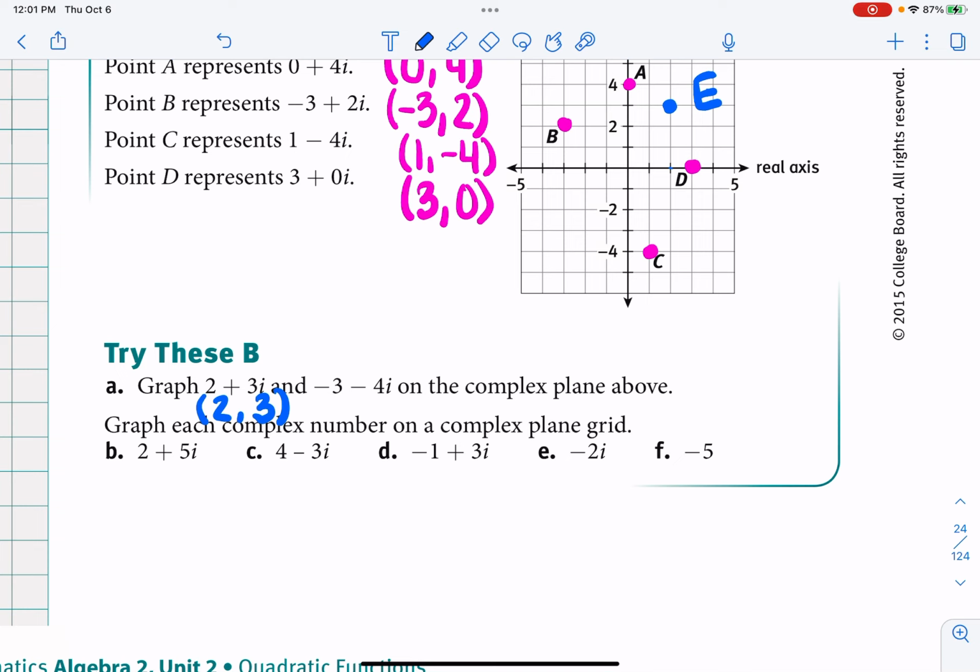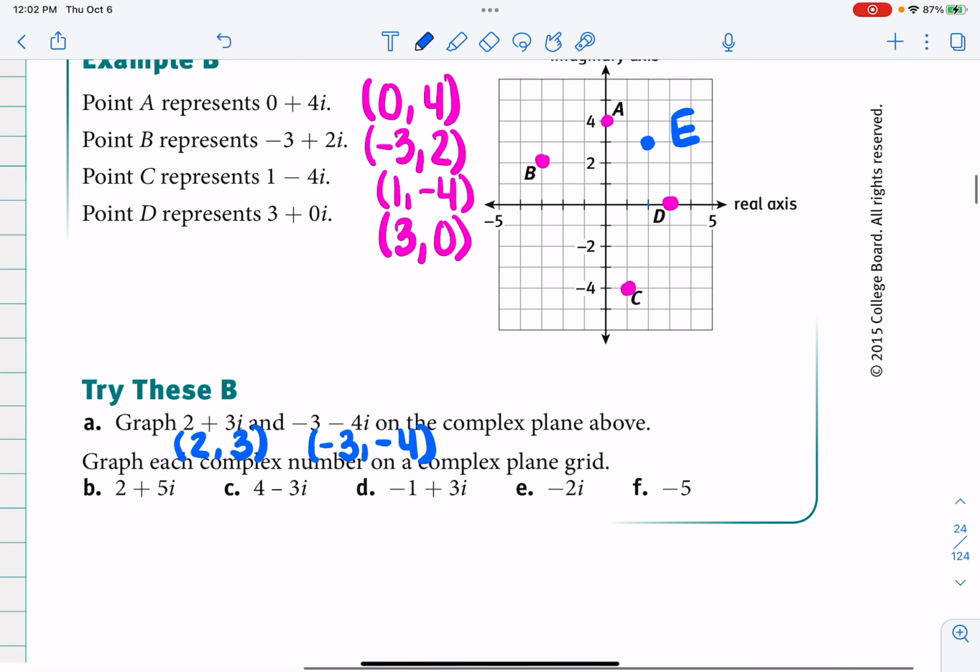Try negative 3 minus 4i. I'll give you 2 minutes. Okay, if you need to pause this video for a second, that's fine. Okay, so in this case, it would be negative 3, negative 4. You want to carry those negatives, so you would go left 3 and down 4, and so it'd be that point right there. And I'm going to call that point F, okay? So that's basically how you're doing these, okay?